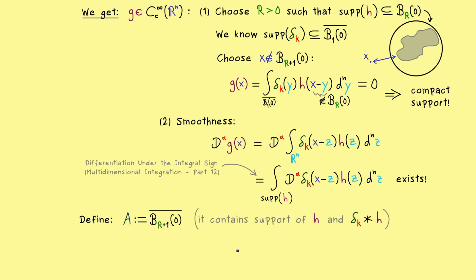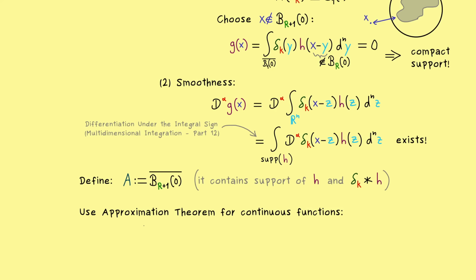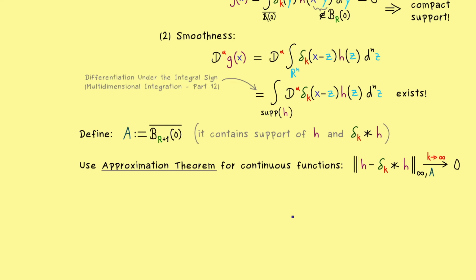And at this point we can finally use an approximation theorem we already know for continuous functions. And you might remember that we also already discussed this one in a separate video. It simply tells us that we can look at the supremum norm on a compact set A of the difference of the two functions h and the convolution with delta k. And the result is simply that if you increase k, you can make this norm as small as you want. Therefore, in the limit, this norm goes to 0. So you might already recognize where this goes to. We just have to make our number k large enough such that everything works out.